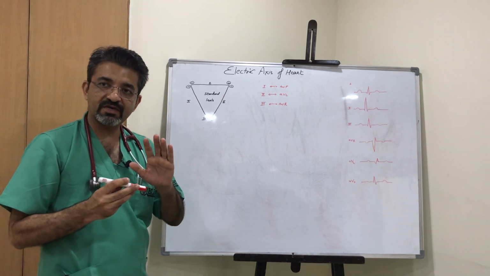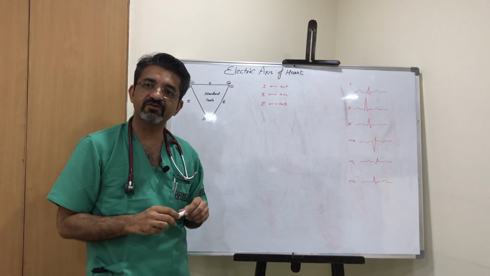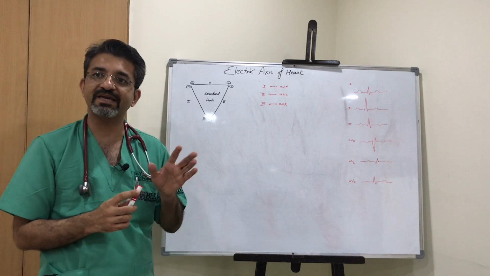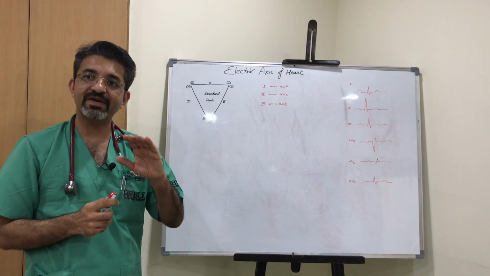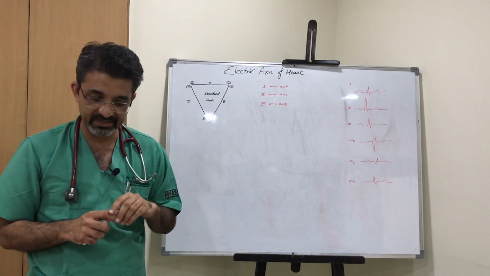So we'll cover two more aspects. What are the major contributors to left axis deviation of the heart, and what are the major contributors to right axis deviation of the heart, and how can the ST segment change its axis, right?